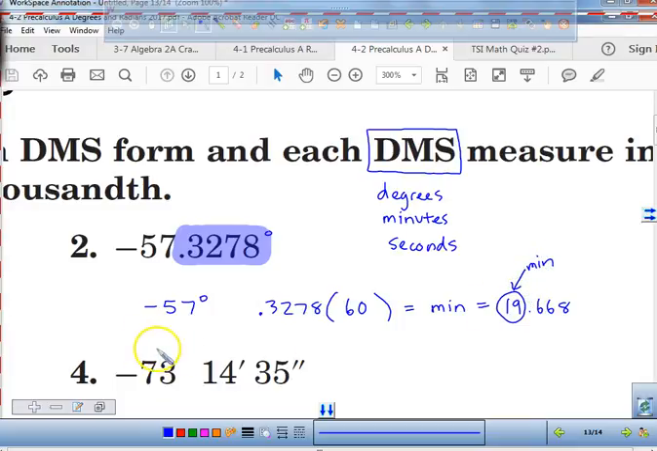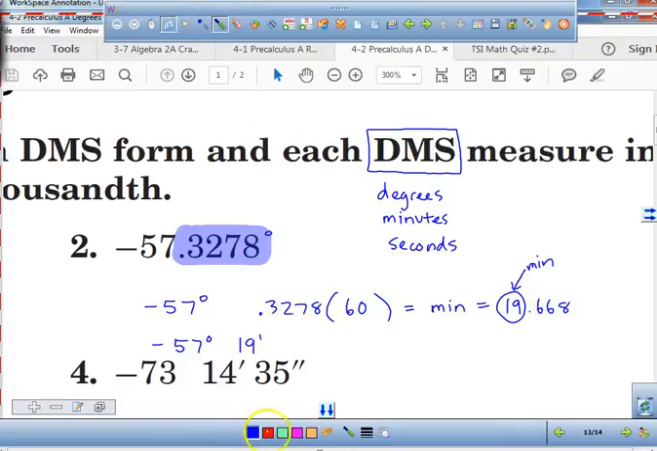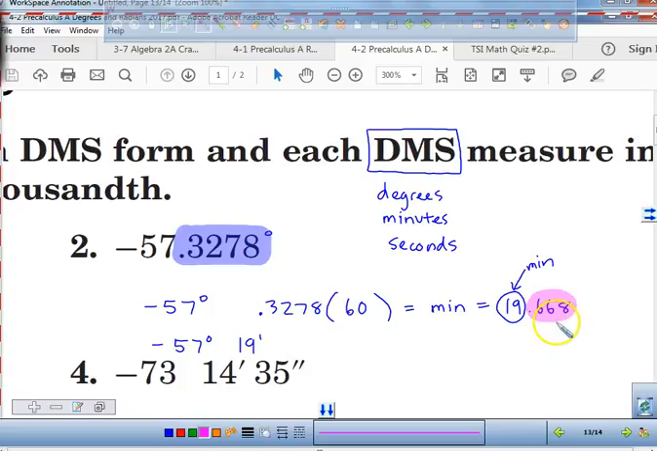So here's what we have so far. We've got negative 57 degrees. And we now have 19 minutes, because that's the symbol for minute. And then we have another decimal. What's our next decimal that we have to worry about? Just the 0.668. By the way, that's not a whole minute. If it was a whole minute, that would equal 1, not 0.668.